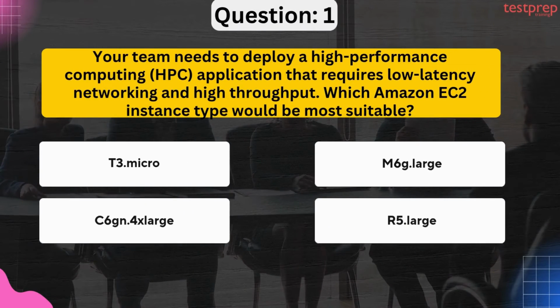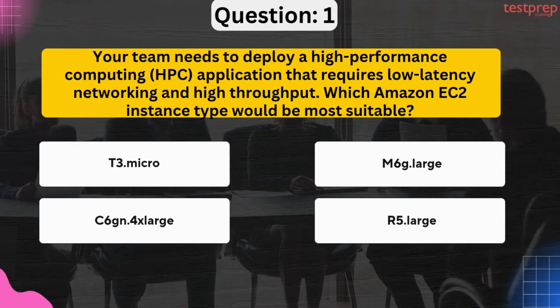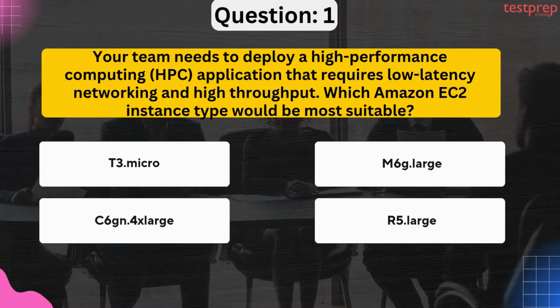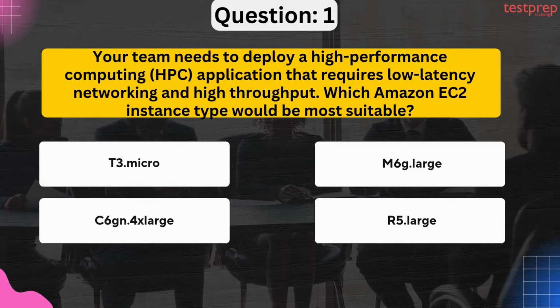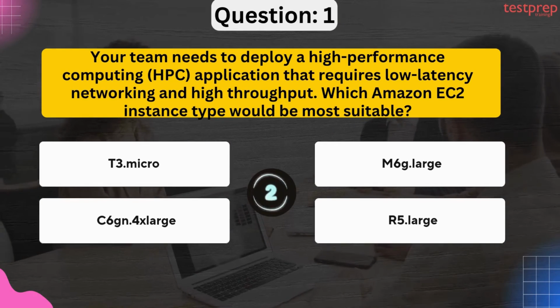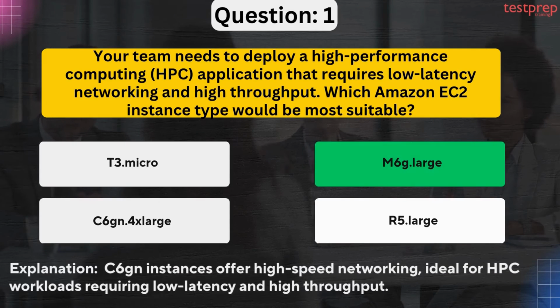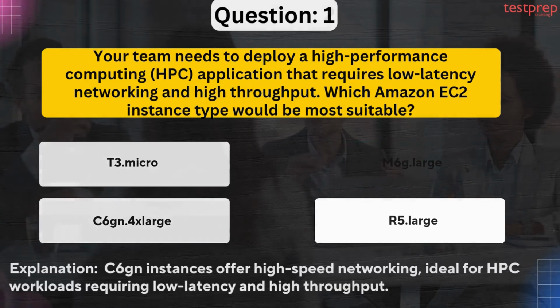Question 1. Your team needs to deploy a high-performance computing (HPC) application that requires low-latency networking and high throughput. Which Amazon EC2 instance type would be most suitable? The correct answer is C6gn.4xlarge. C6gn instances offer high-speed networking, ideal for HPC workloads requiring low latency and high throughput.